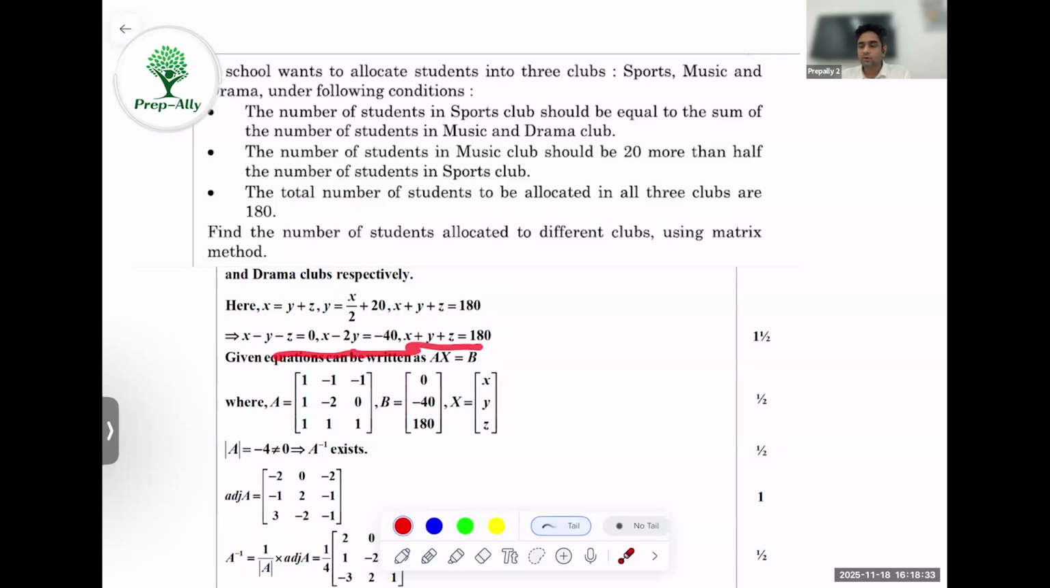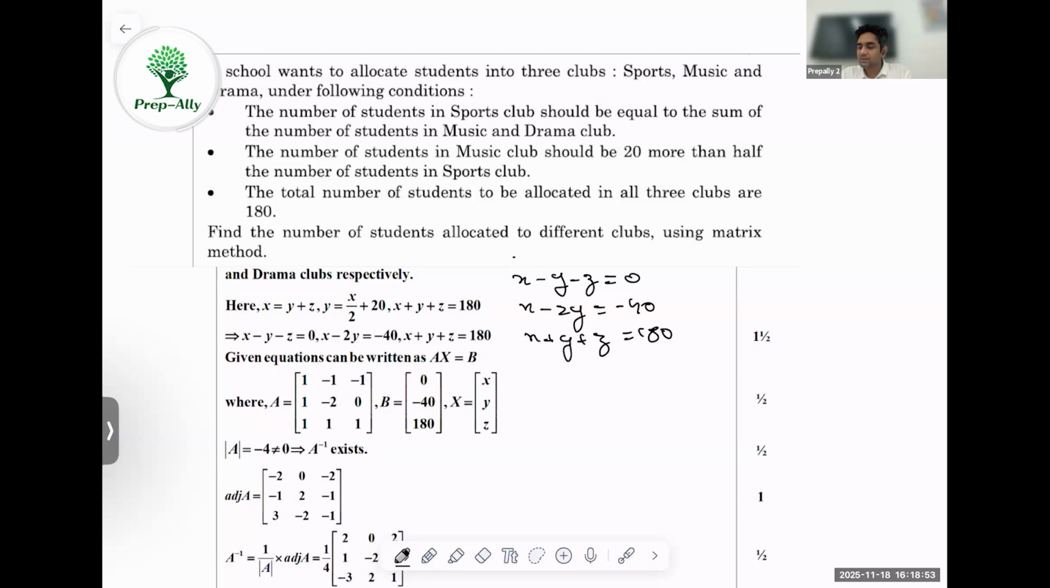Now that we've got these 3 equations, we'll do a similar process again. In fact, it is the same as the previous question. If I write it in column form, x minus y minus z equal to 0, x minus 2y equal to minus 40, and x plus y plus z, this will be 120. So you will see that it is basically the previous 5-marker question. The rest we will do the same way. A is formed by the coefficients of these equations, B is this value, and X is the matrix formed by this.